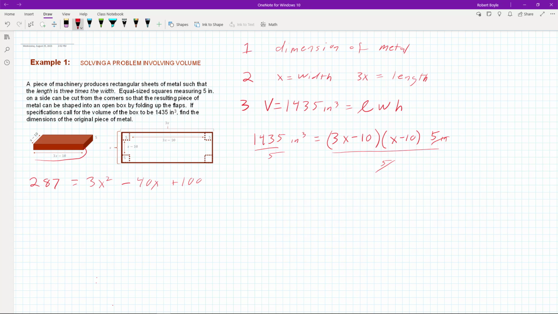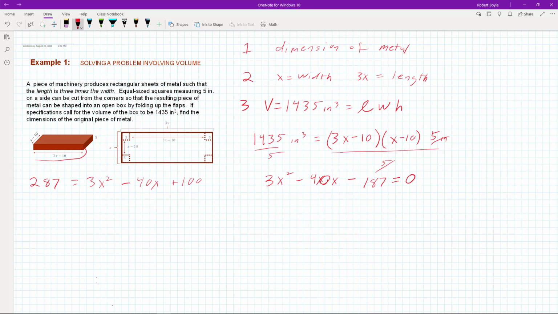is equal to 287. Now we probably want to get this in standard form, and we can do that by subtracting 287 from both sides, and if we do, we are going to have that 3x squared minus 40x minus 187 is equal to 0. Okay, now this is the equation that we need to solve. Now chances are we can't solve this by factoring. I can't think of any factors of 3 times 187 that might sum to 40. You can try to see if you can figure that out if you want.